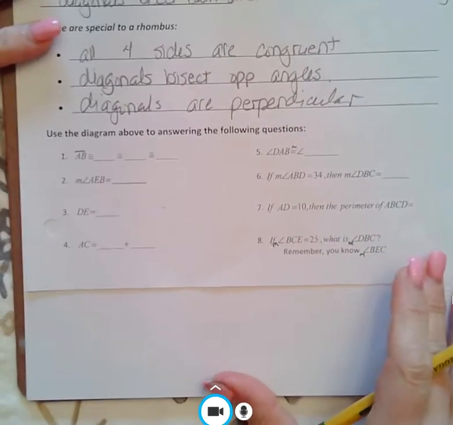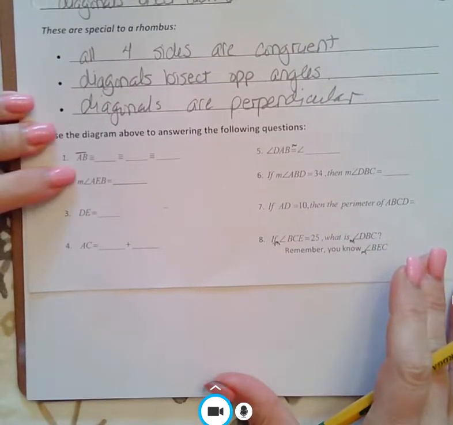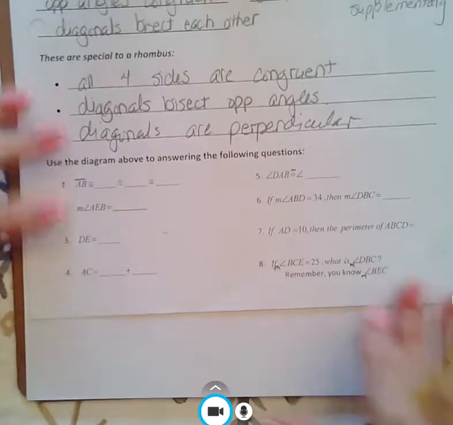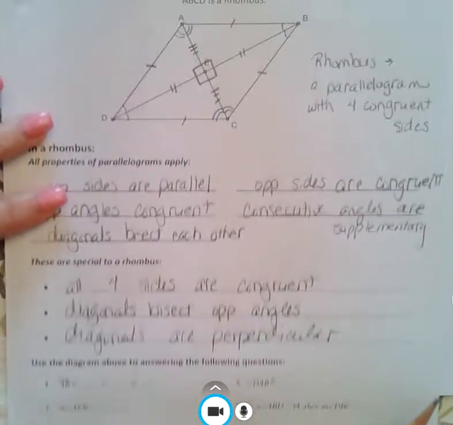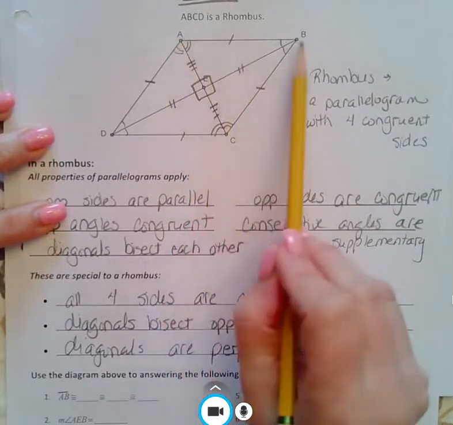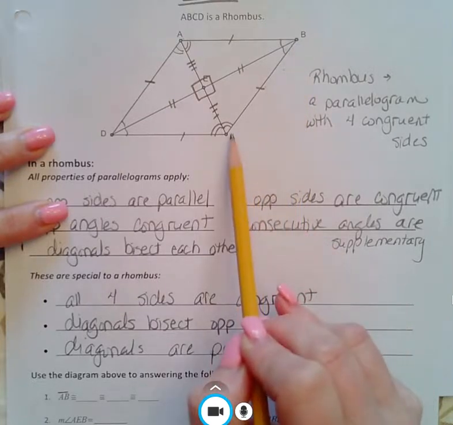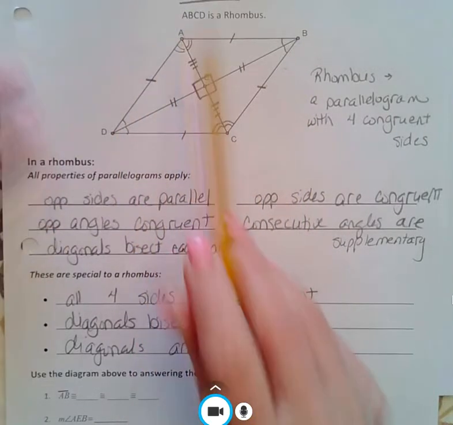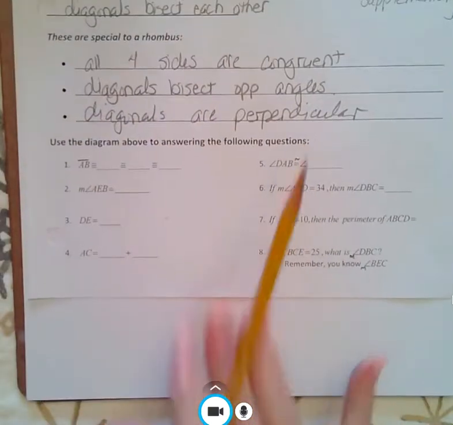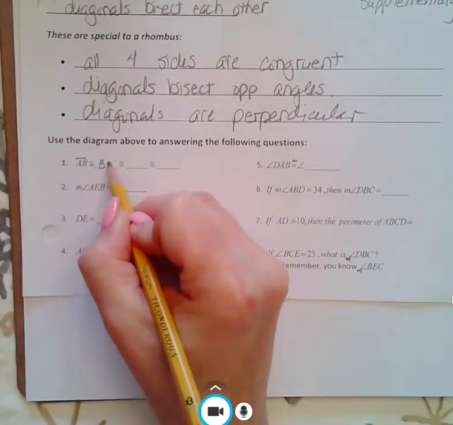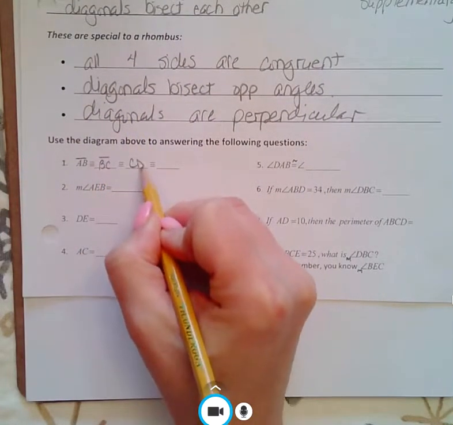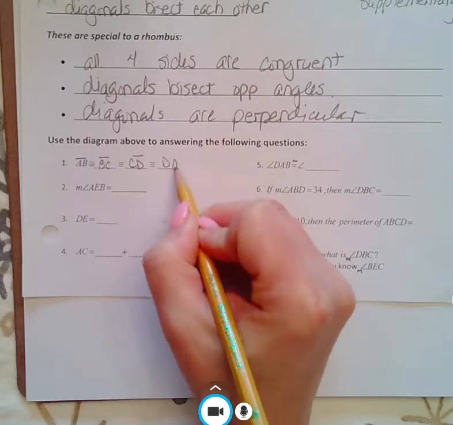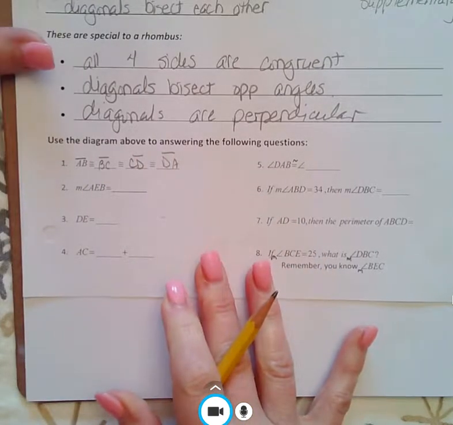Okay, so we have these down here, so now I have side AB. Well, all the way up at the top, I see that AB is congruent to all of the other sides. So that's what we're going to write in here. AB is congruent to BC, and that's congruent to CD, and that's congruent to DA.